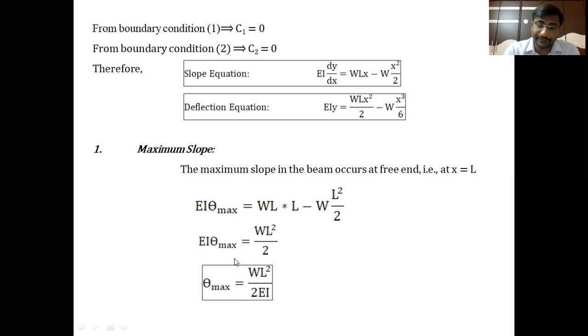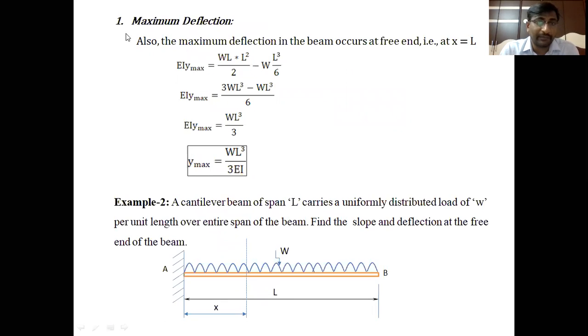Let us find the maximum deflection similarly. Maximum deflection. So also maximum deflection in the beam occurs at the free end. Maximum deflection in the beam occurs at the free end. That is at x is equal to L. x is equal to again we take L. So substitute this L value in place of x in the deflection equation.